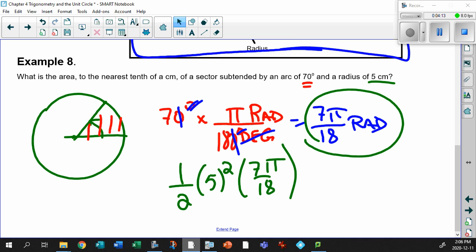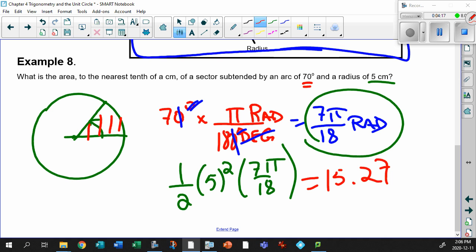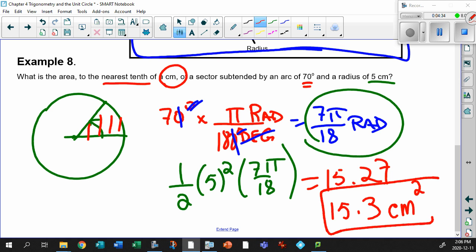15.27. All right, so 15.27 what? Now it says nearest tenth. So 15.3, but 15.3, what units though? Remember, this is area and you're in centimeters. So this has got to be centimeters what? Centimeters squared. Aha, because it is an area, right?